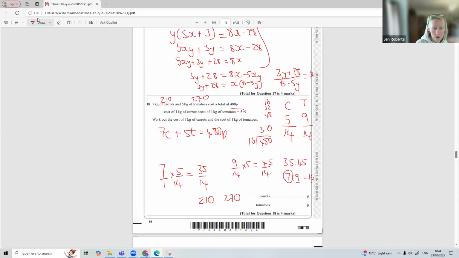Because I know 210 plus 270 is 480, and in that proportion. So we want the cost of 1 kilogram of carrots and 1 kilogram of tomatoes. 210 divided by 7 is 30p. And 270 divided by 5. Let's just do a quick bus stop method for this. 54.